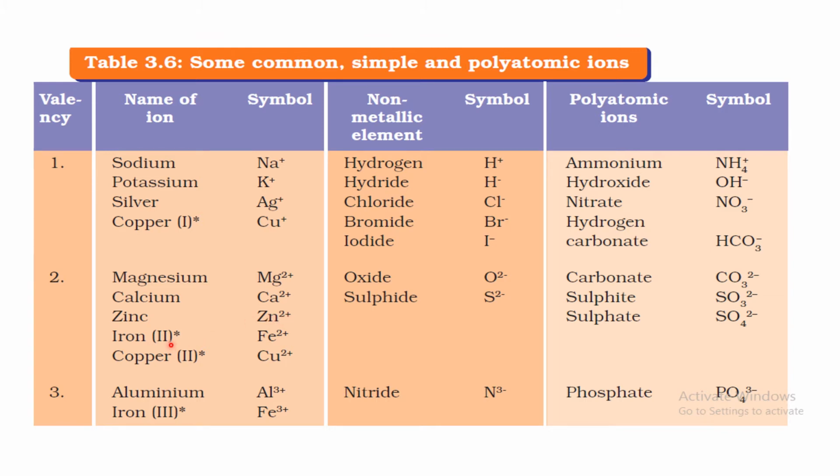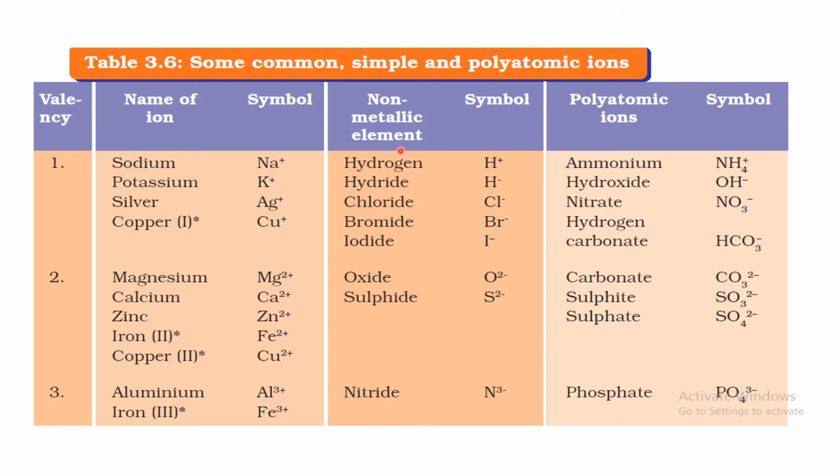In the same way, iron 2 has 2 positive charge, whereas iron 3 has 3 positive charge. In the same way, copper 2 has 2 positive charge. Aluminium has 3 plus charge. Its valency is 3 because it loses 3 electrons.